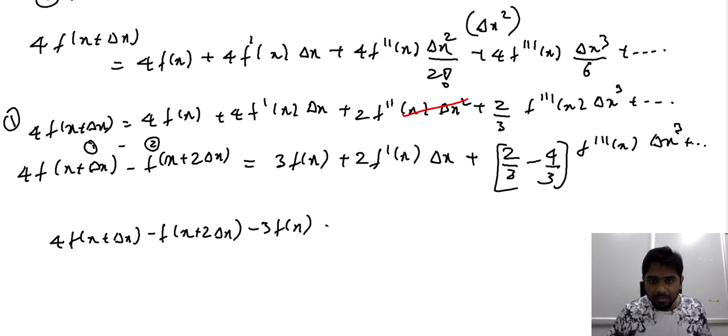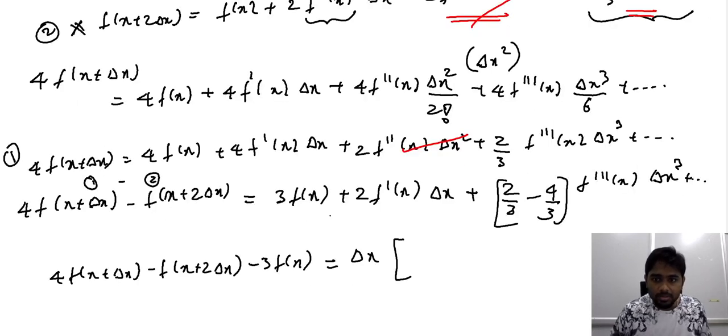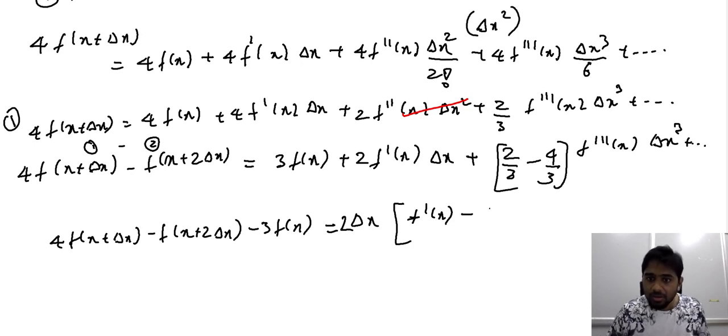This would be, then we can take the delta x out. This then would yield, so when you take 2 delta x out, this then would yield f prime of x minus, this would be minus 2 by 3. So if you consider what is the difference, it will be 2 by 3 minus 2 by 3, and we have taken 2x, so it will be 2 by 6, so 1 by 3 f triple prime of x.